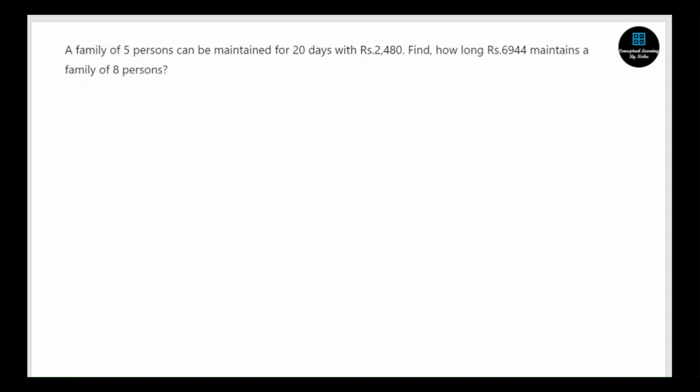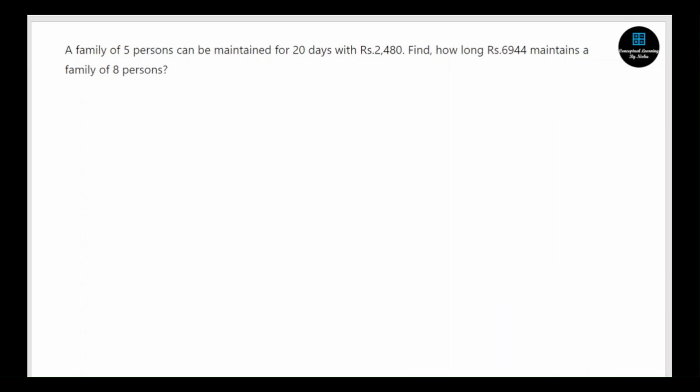5 persons can maintain for 20 days with rupees 2480. How long will rupees 6944 maintain a family of 8 persons? For this kind of question, usually three types of quantities are given: here persons, number of days and money. That is given to us, and we have to find for how long it is.